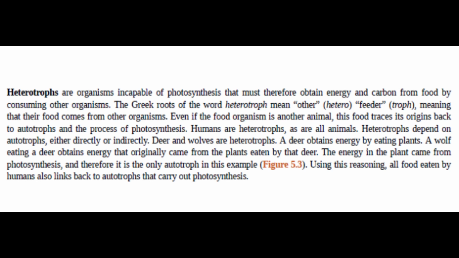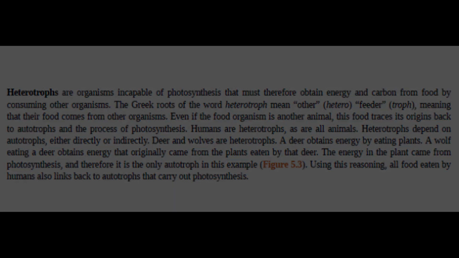Deer and wolves are heterotrophs. A deer obtains energy by eating plants. A wolf eating a deer obtains energy that originally came from the plants eaten by that deer. The energy in the plant came from photosynthesis, and therefore it is the only autotroph in this example. Using this reasoning, all food eaten by humans also links back to autotrophs that carry out photosynthesis.